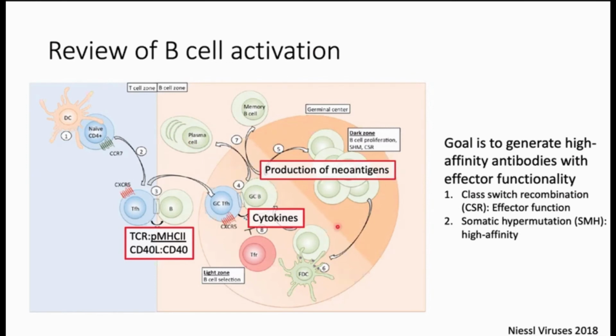During this entire process, the B cell is differentiating, expressing new proteins, and making neoantigens, so new antigens, as well as interacting with the T cells. So again, how during this process is tolerance being generated?